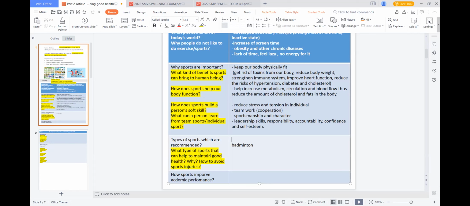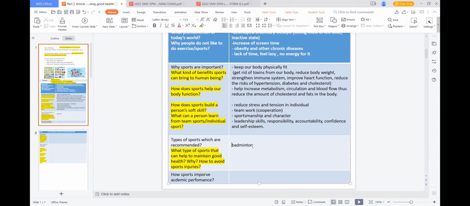Why do you think this sport can maintain good health? I mean, related to the health. Why? Oh, because we should. Because have to run here and there. Okay, yes, good. Do you think badminton can cause sports injury?